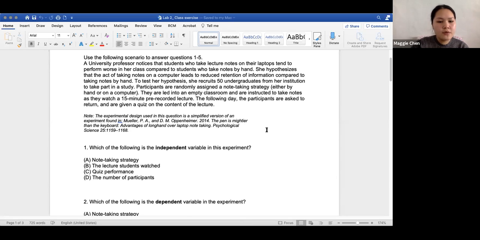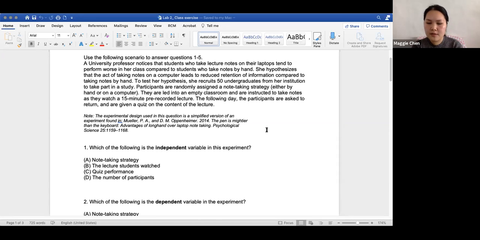The first one, which of the following is the independent variable in this experiment? So the independent variable is our treatment variable. What we're changing in our experiment to see if the outcome changes. This is what we manipulate. So for the independent variable, we're given 4 options. A is note-taking strategy. B is lecture students watch. C, quiz performance. D, the number of participants.